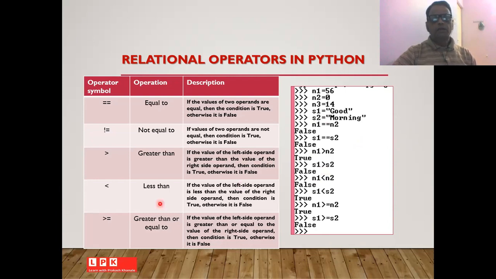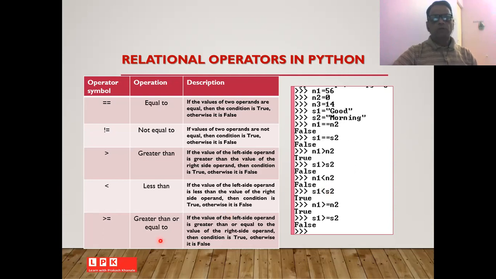Less than operator is used for checking the value on the left hand side, whether it is less than that of the value on the right hand side. And if the condition is true, then it will return us a true value, otherwise it will return us a false value. So if I make a comparison of n1 and n2, if n1 is equal to 56, n2 is equal to 0, n1 less than n2 will return us a false.